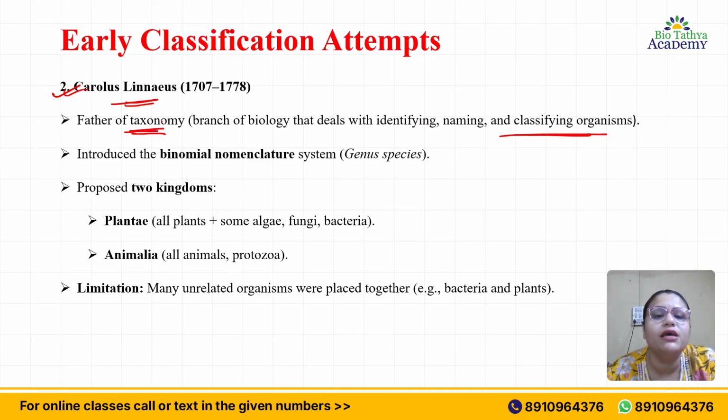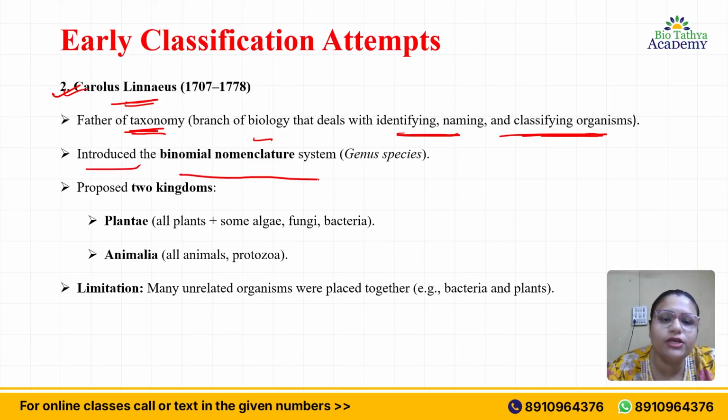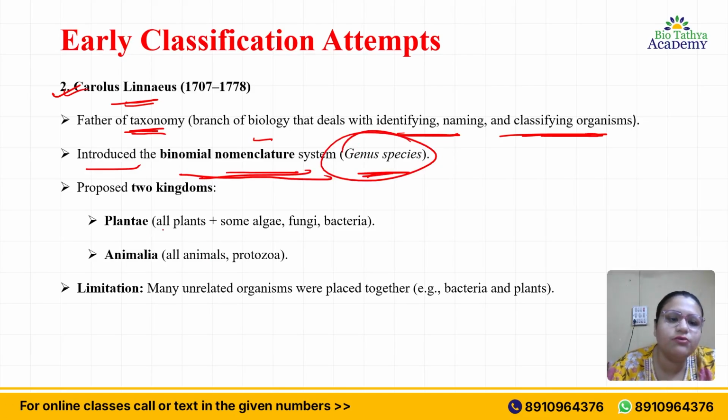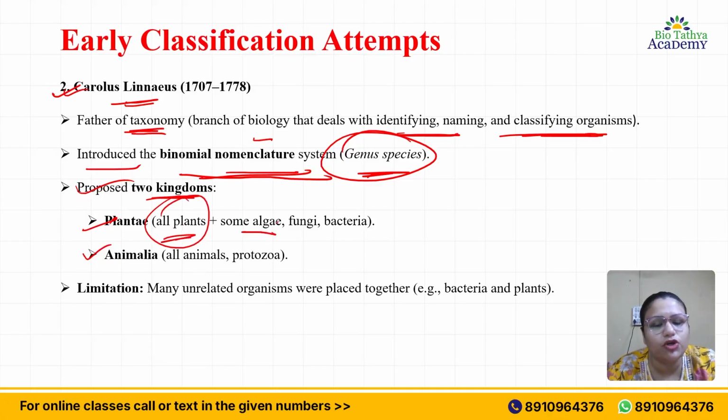So what is taxonomy? Taxonomy is a branch of biology that deals with identifying, naming and classifying organisms. He introduced the binomial nomenclature system, that is genus and species concept. He proposed two kingdoms: one was Plantae, one was Animalia. Plantae contained all plants, some algae, fungi, bacteria, and Animalia contained all animals and protozoa.